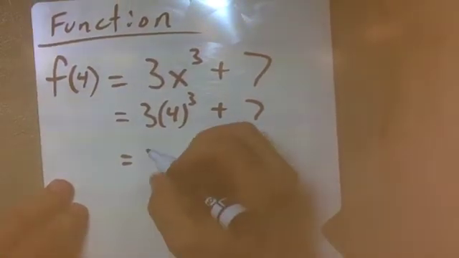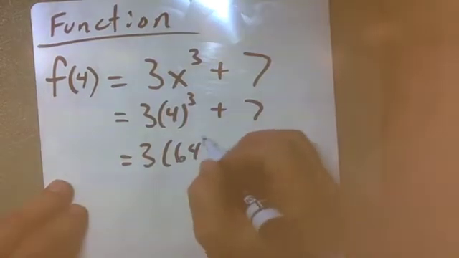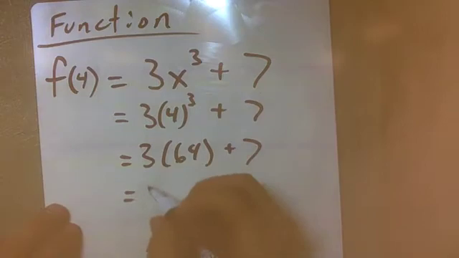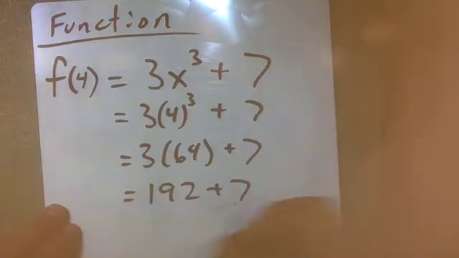So it's 3 times 64 plus 7. 3 times 64 is 192. So it's 192 plus 7, and that is 199.